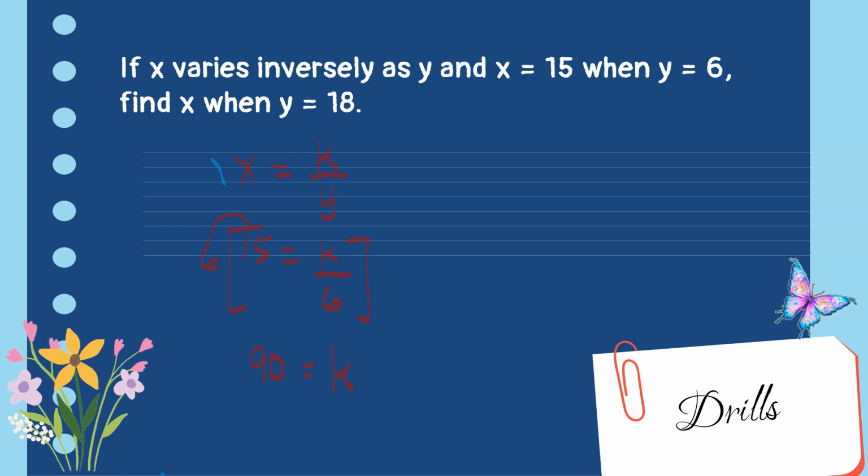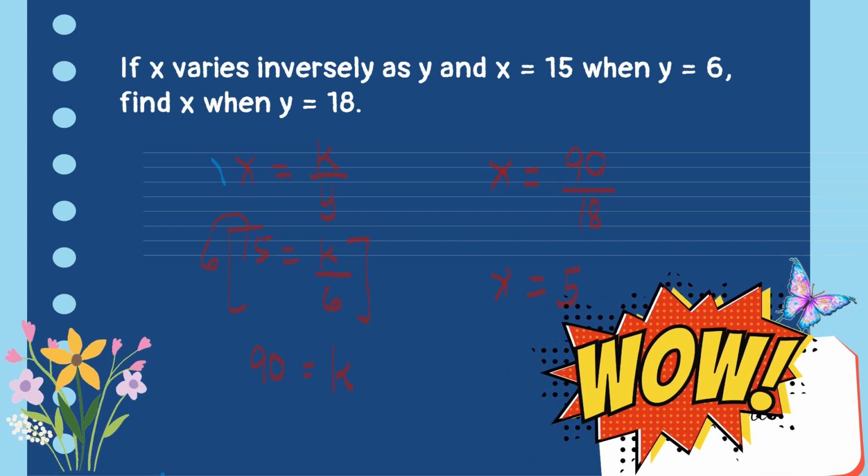Next, find x when y equals 18. So x equals k is 90 and y is 18. So therefore, x is equal to 90 divided by 18 is 5. So x is equal to 5 when y is 18.